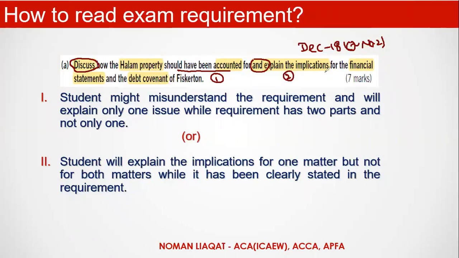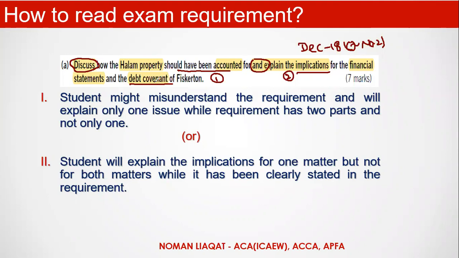Second, explain the implications for the financial statements and the debt covenant of Fiskerton. Again, we have to explain the implication. What will be the impact? What will be the implication for the financial statements, number 1, and second is the debt covenant of Fiskerton. Again, this implications part has been broken down in 2 areas. One is for financial statements and second is for debt covenant.